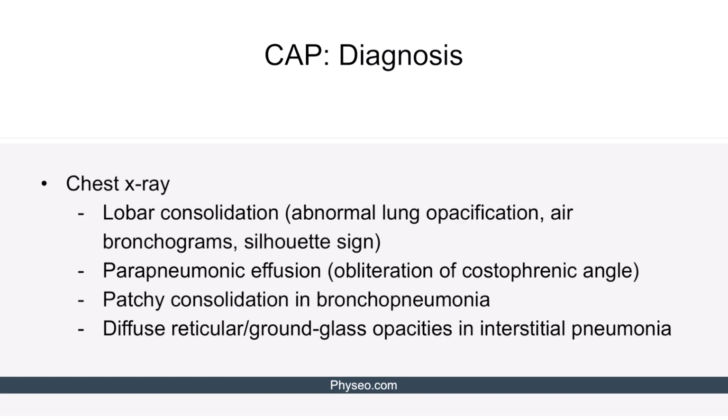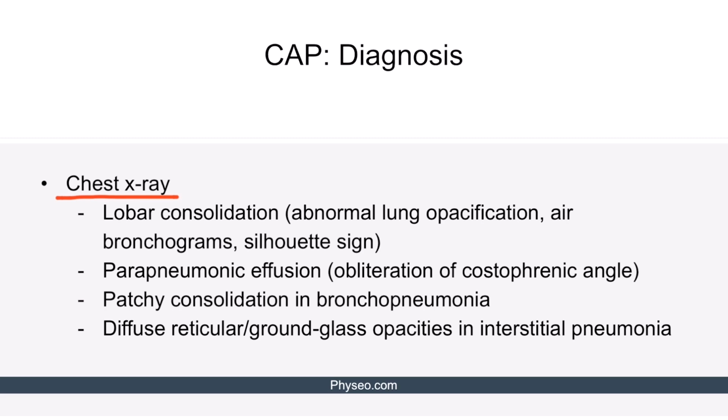Coming to diagnosis, chest X-ray is the best initial test to diagnose pneumonia. It helps exclude other lung pathologies and also gives a clue to the kind of pathogen causing pneumonia. The classic chest X-ray feature of pneumonia is consolidation of alveolar spaces. Lobar consolidation appears as abnormal lung opacification.